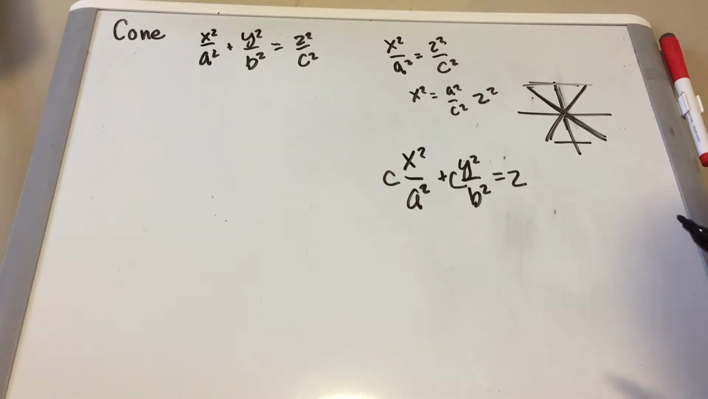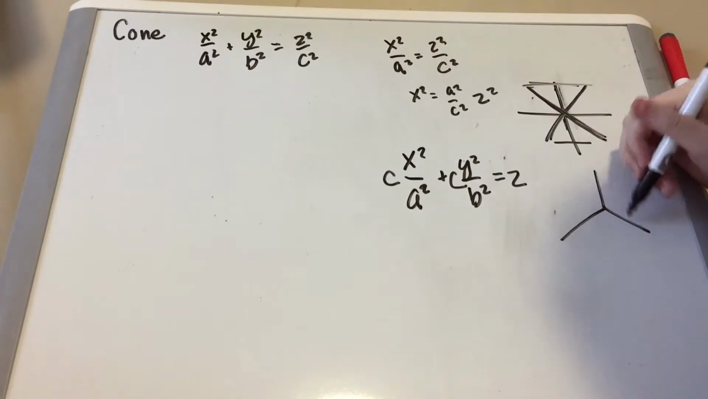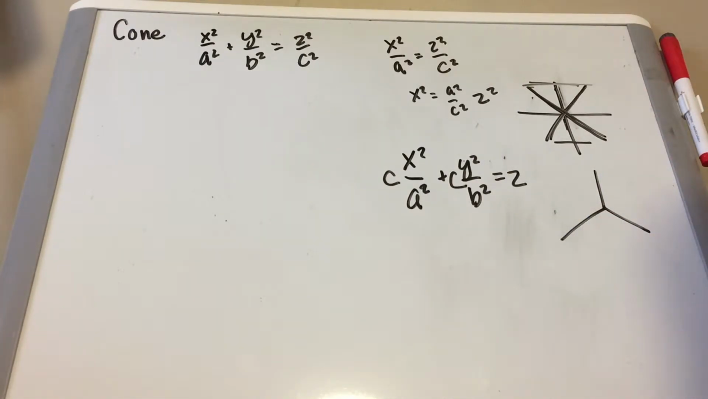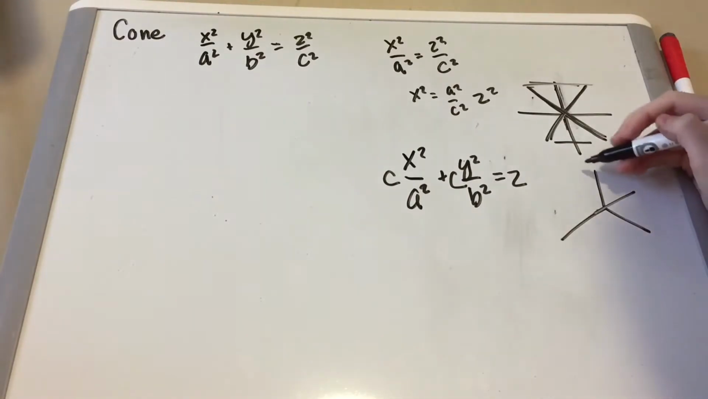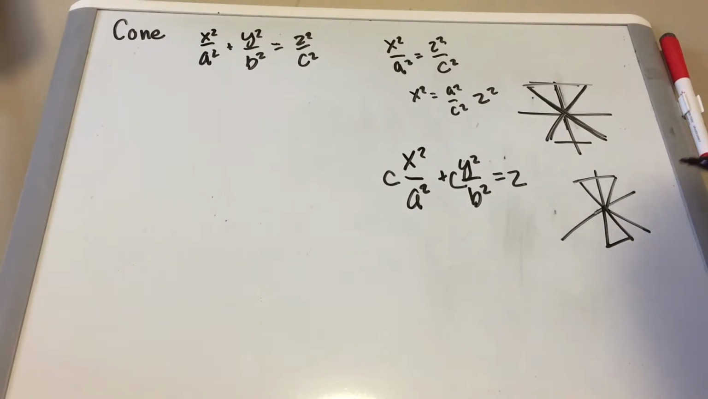So while looking from the top, the x and y axis, we're going to get traces that look like this. Further along, we're going to get traces that look like that, with pairs of parabolas flipped.